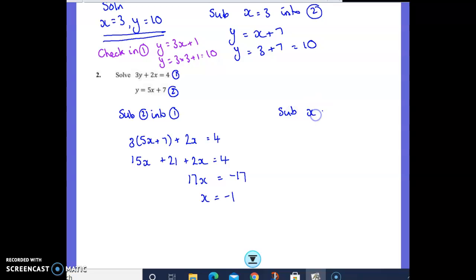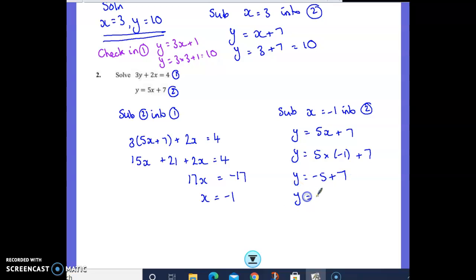Remember, we haven't finished once we found x, that's only half finished. I'm going to sub it into equation 2, because equation 2 is simpler. So equation 2 is y equals 5x plus 7, x is minus 1, so I'm going to replace that x with minus 1. So 5 times minus 1 plus 7, which is minus 5 plus 7, which is 2. So my solution, x equals minus 1, y equals 2.